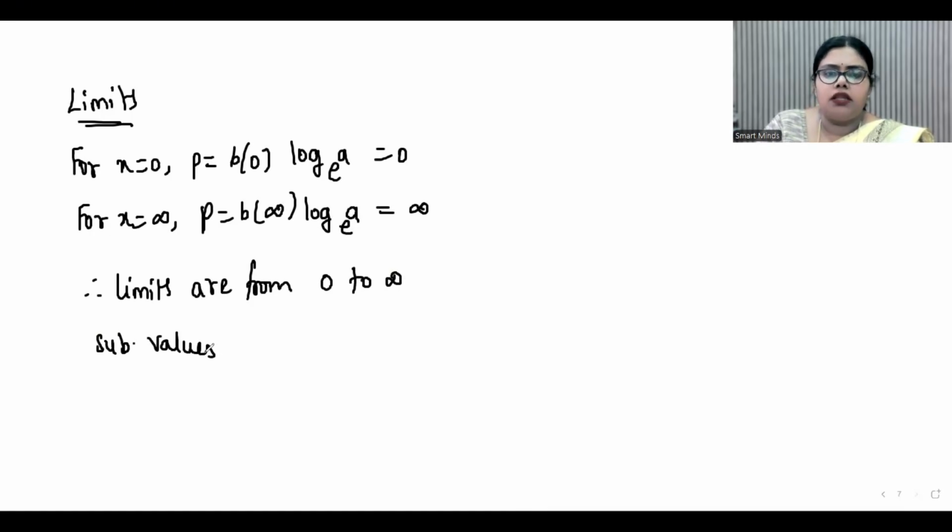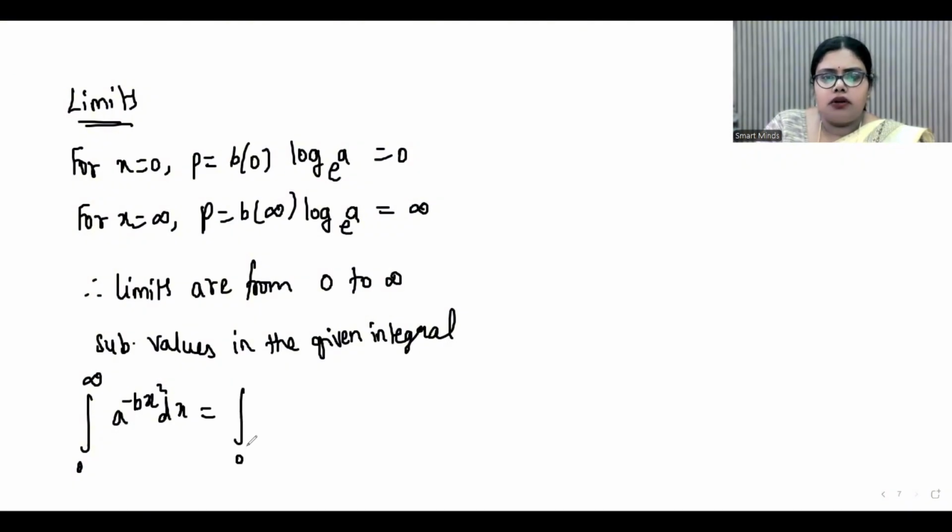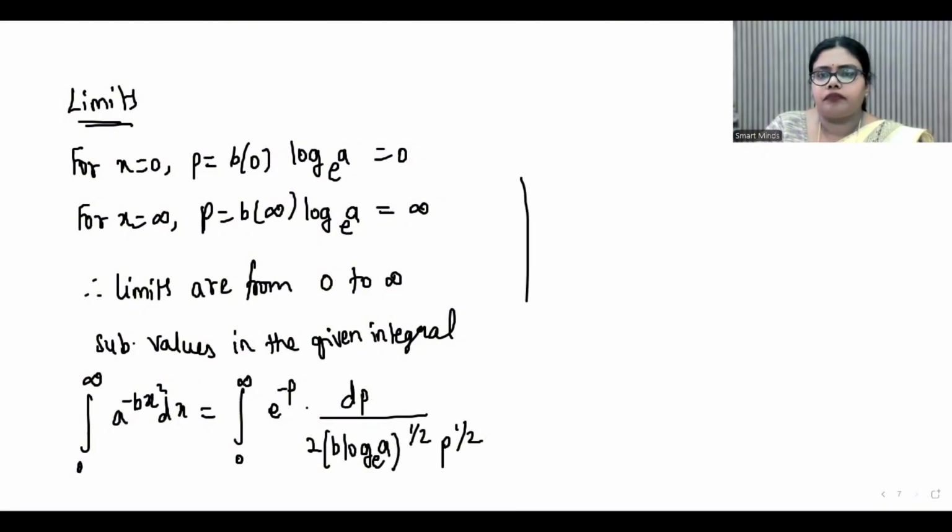Now substituting the values in the given integral, you will get integral 0 to infinity a power minus bx square dx is equal to integral 0 to infinity e power minus p, and what is dx? dx is dp by 2 into (b log a to the base e) whole power 1 by 2, p power 1 by 2. So that is integral 0 to infinity e power minus p, and if we take this p power 1 by 2 up, it will become p power minus 1 by 2 dp.